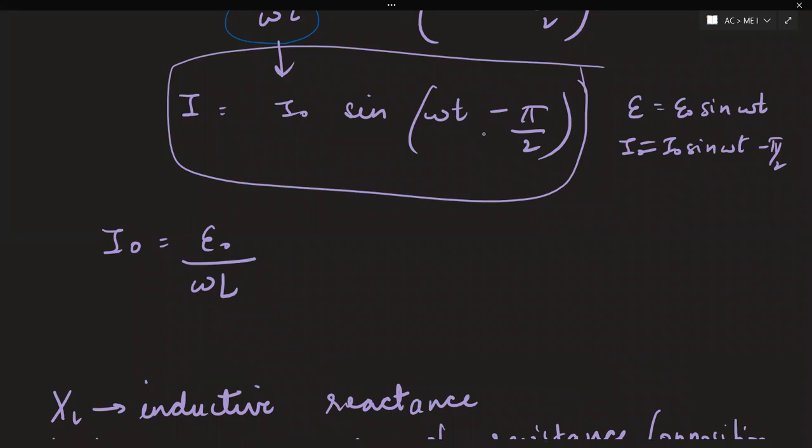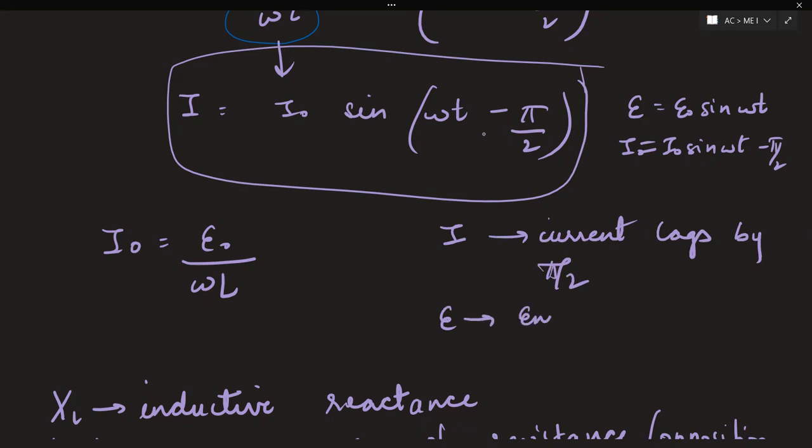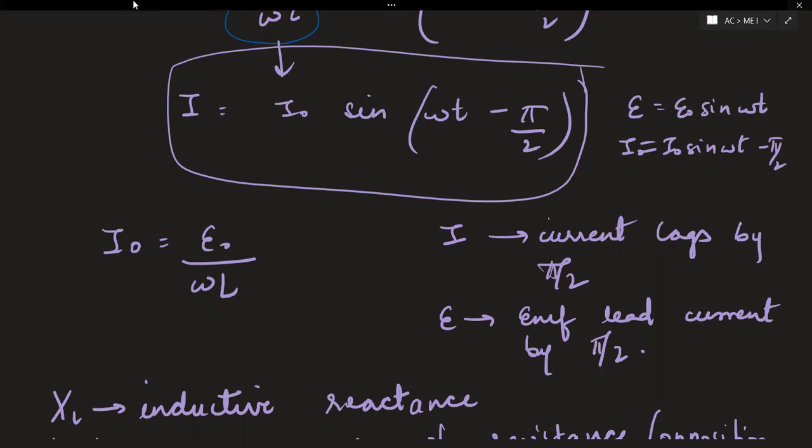What is the conclusion? Here you can easily conclude that the current lags by pi by 2, or you can simply say the EMF leads the current by pi by 2. This is the phase angle between them. So first thing, it's clear which quantity is leading the other. In a resistor, both were the same. In an inductor, both are different. Current is lagging behind, EMF is leading. Now coming back to this quantity I was mentioning, omega L.